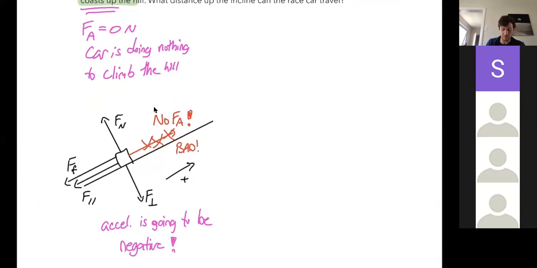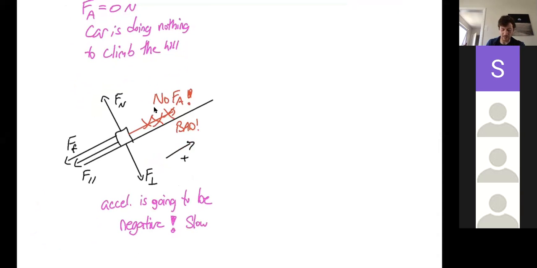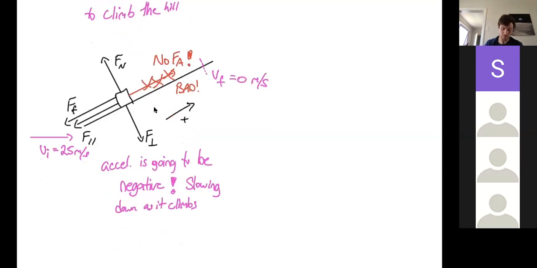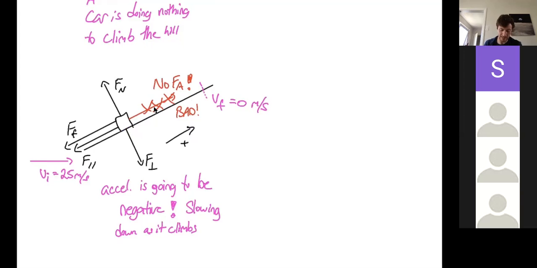And it's going to be negative because it's slowing down as it climbs the hill. Slowing down as it climbs, okay? Now, as it's approaching the hill, this thing is going up this way. We've got an initial velocity of 25 meters per second, and it's going to reach some point up here where its final velocity will be 0. It's going to have 25 meters, it's going to have some type of acceleration slowing it down, and then it's going to stop, okay? So let's go ahead and look at the kinematics here.